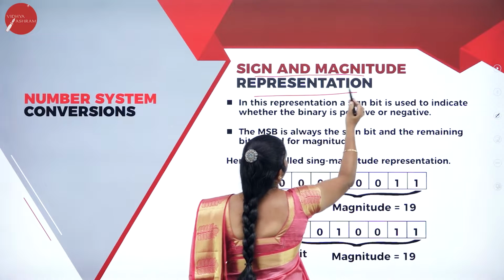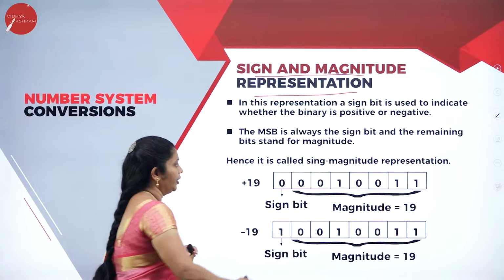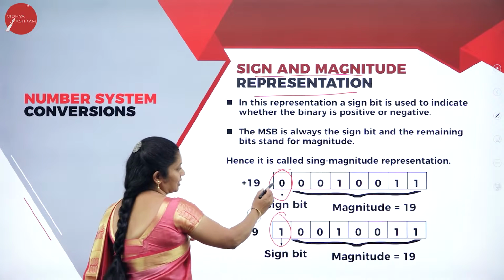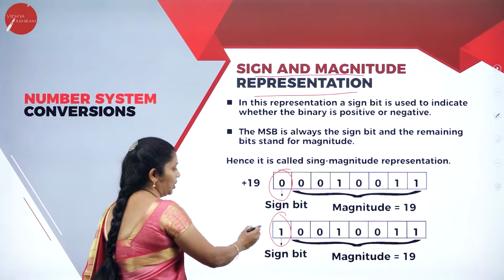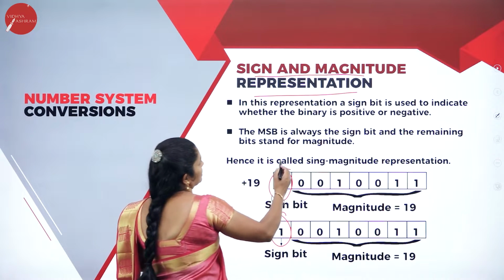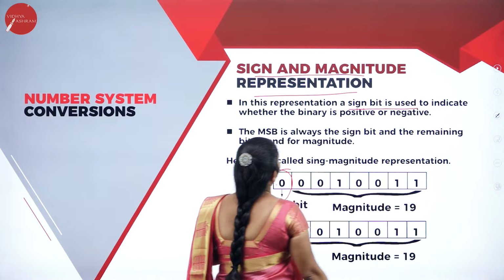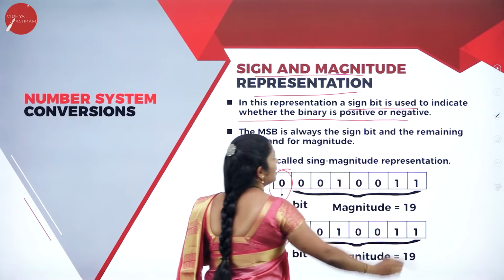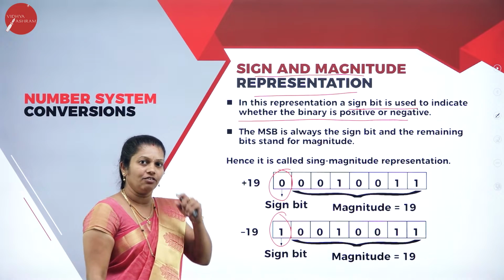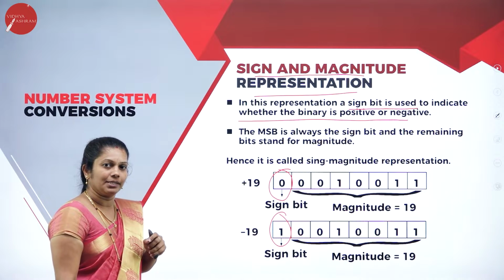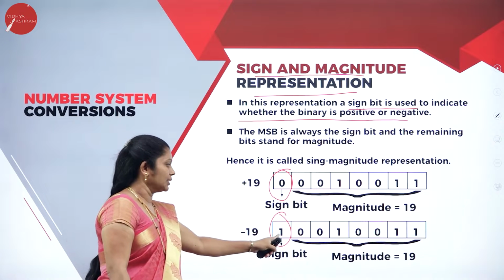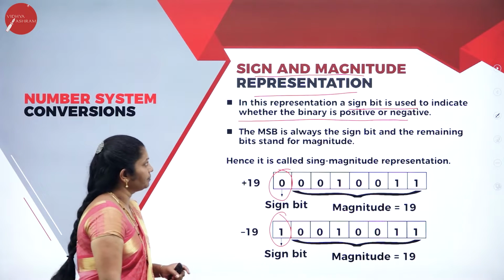Sign and magnitude representation. Already I told you, the leftmost bit represents the sign bit. If it is 0, that's a positive number. If the sign bit is 1, then it's a negative number. In this representation, a sign bit is used to indicate whether the binary number is positive or negative. The sign bit represents positive or negative: if it is 0, that's a positive number; if it is 1, that's a negative number.